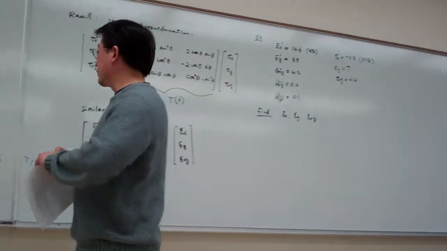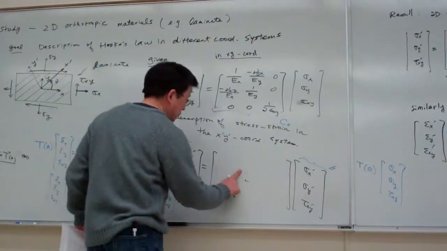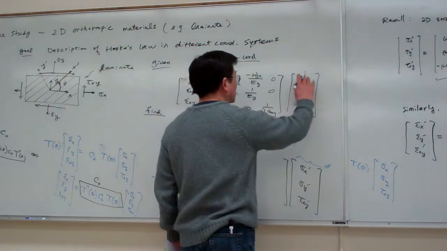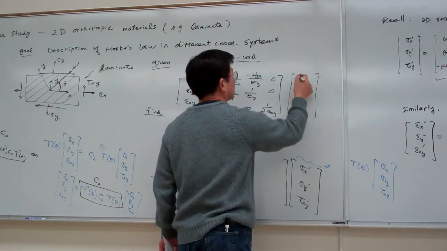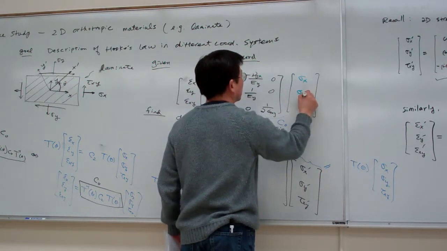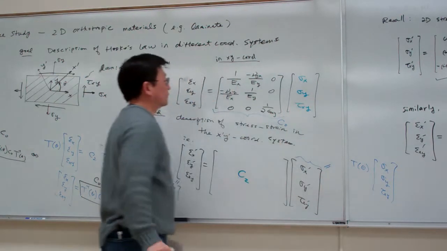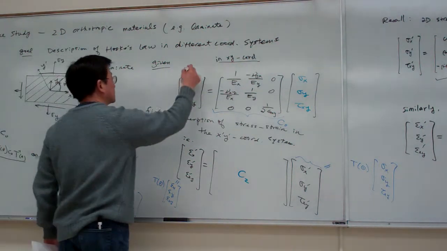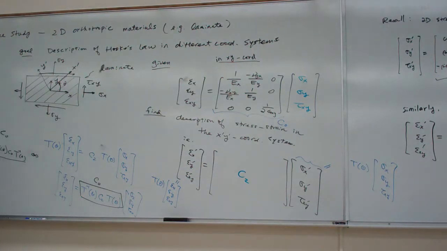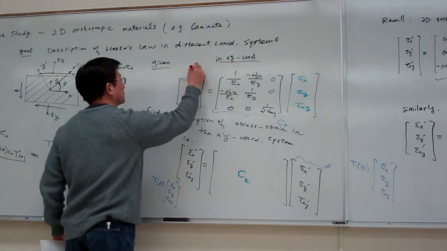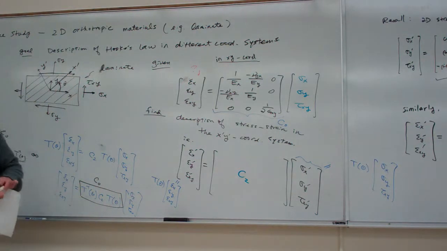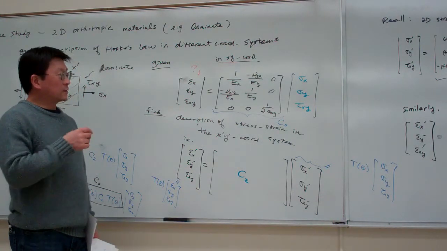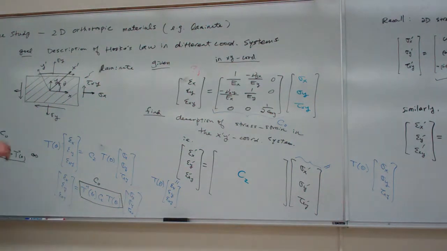So let me highlight the information given. This one, C2, is given. Okay, and then those are given. Okay, so what we're looking for, this. So that is the information, and that's the reason I keep those things.